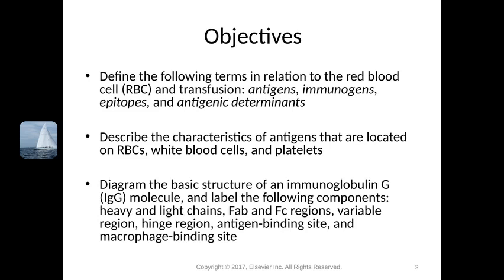So, what we're going to look at tonight is what are antigens, what are immunogens, epitopes, and antigenic determinants. We're going to look at what antigens actually are, what are they like on the red cells, white cells, and platelets. And then we're going to look at the immunoglobulin molecule and the components of that immunoglobulin chain to make sure that you truly have that basis. Because all of the principles in immunohematology, and I'm going to call it blood bank from now on just because it's a lot easier to pronounce, are really basic immunology principles that you need to make sure you have a good handle on.